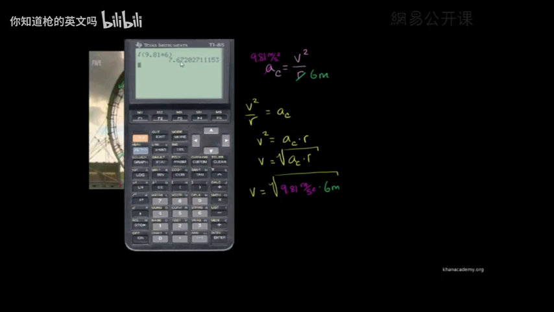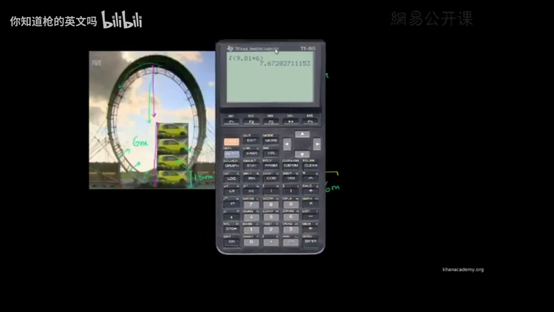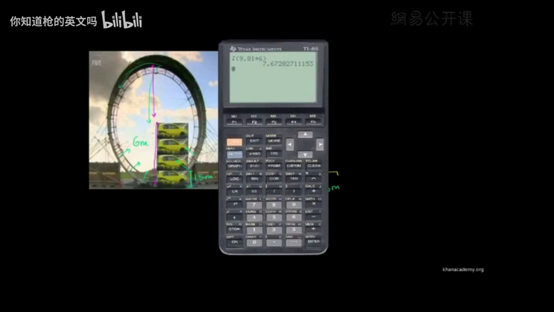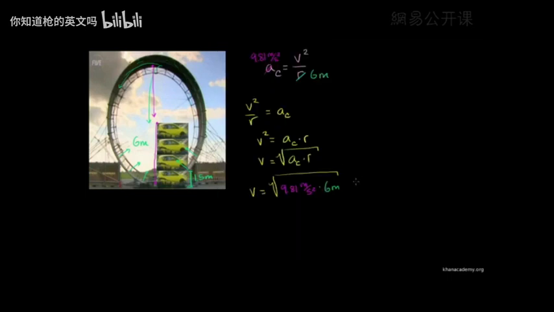7.67, I'll just round to 3 significant digits, 7.67 meters per second. And significant digits, the whole conversation, because this is just a very, very rough approximation. I'm not able to measure this that accurately at all. But I get a roughly, I'll just round, 7.7 meters per second. So this is approximately 7.7 meters per second.